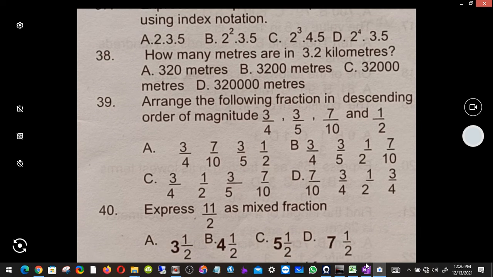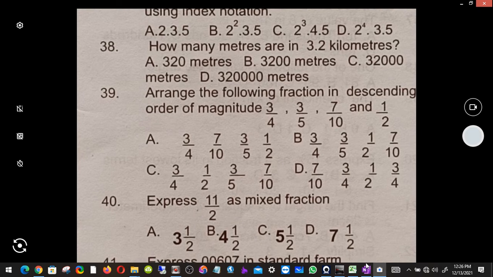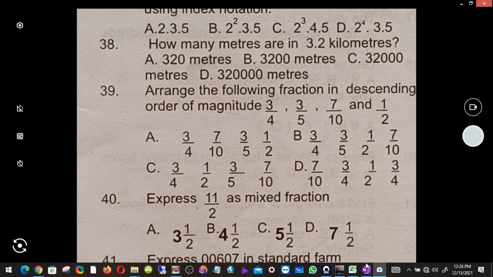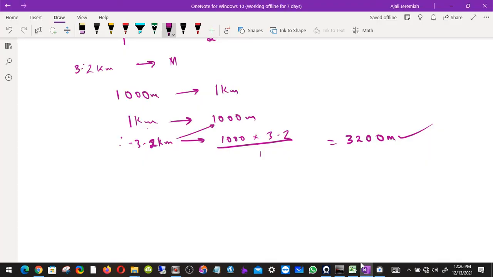Okay, number 39. Arrange the following in descending order of magnitude. Descending means from highest to lowest. The fractions are 3/4, 3/5, 7/10, 1/2. One of the easiest ways is to reduce it quickly to decimal. So this over this is 0.75. This over this is 0.6. This over this is 0.7. This over this is 0.5.